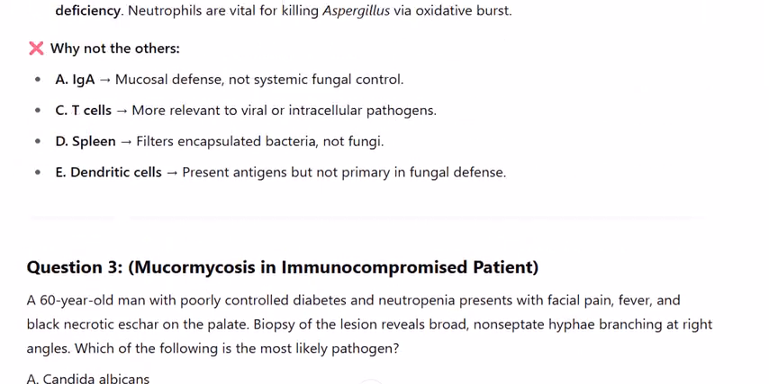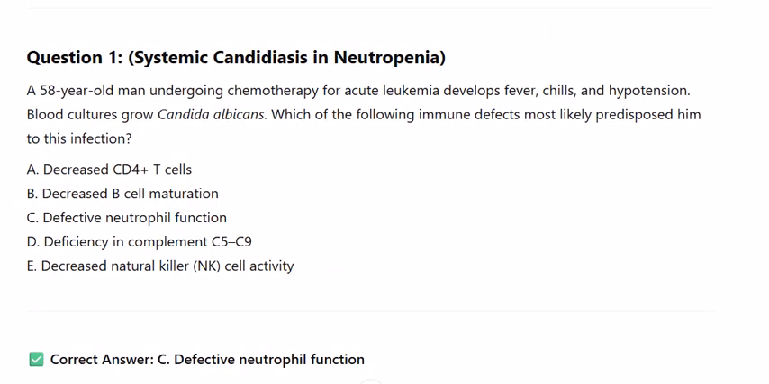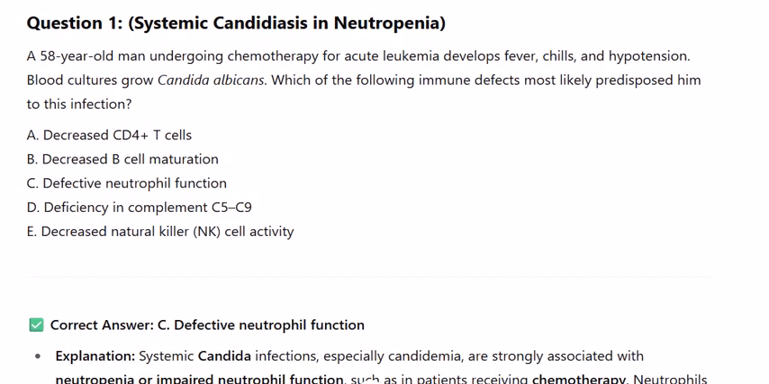Questions focused on decreased granulocytes, especially neutrophils, and the associated fungal infections: Candida, systemic, Aspergillus, and Mucor. Question 1. Systemic candidiasis in neutropenia.